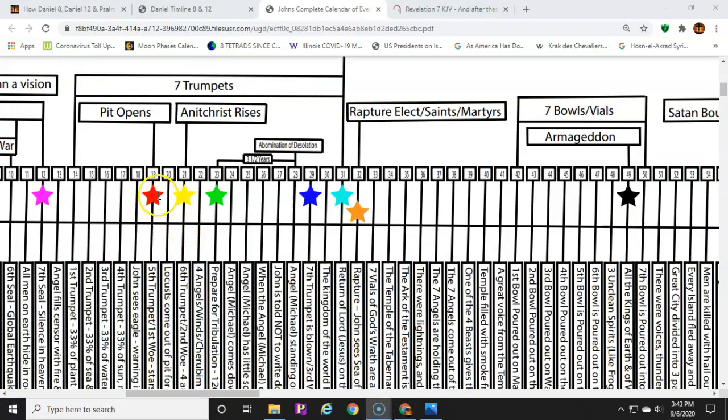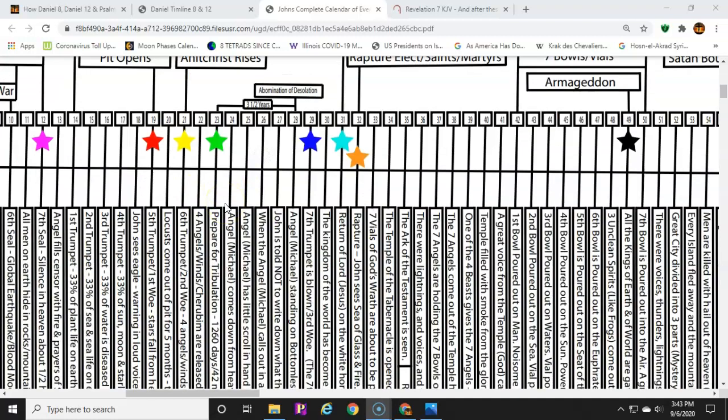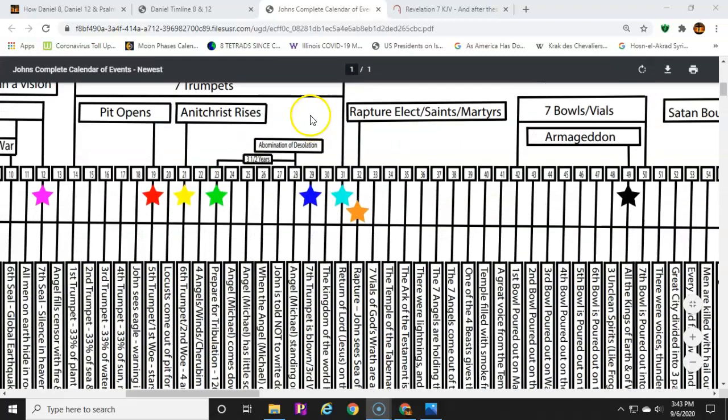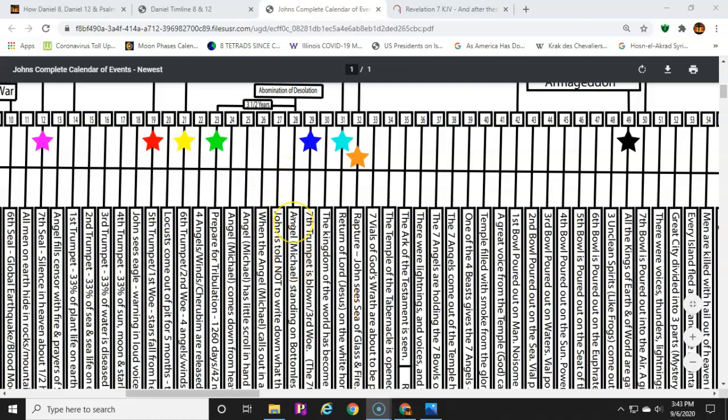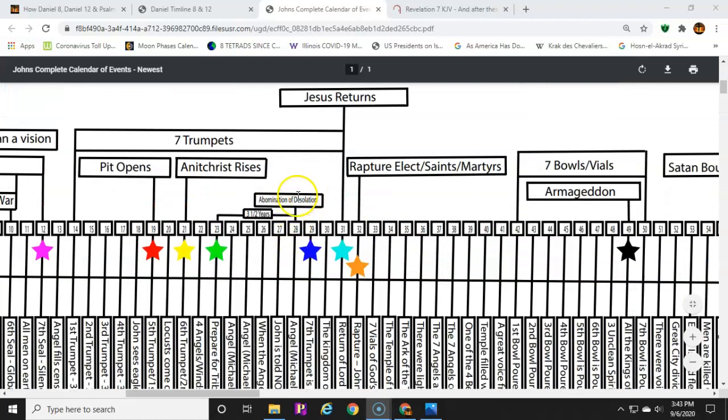So to go back just a minute, the pit opens on the 5th trumpet. We see the locusts come out. We see the Antichrist rise on the 6th trumpet. We see the winds released, the 4 winds released. We start to prepare for the 1260 days or 42 months or 3.5 years. Then we start to see this build up to abomination of 3.5 years, or the halfway mark. That's 1260 days. Then you see that shortening of the second half, which is the 75 days between abomination and the rapture of the saints over here.